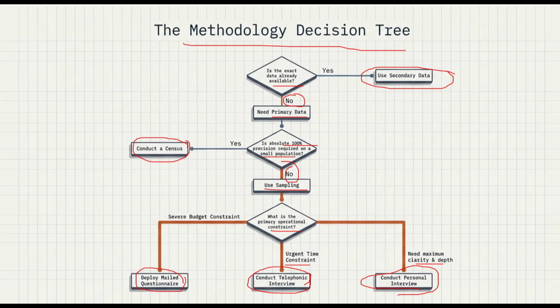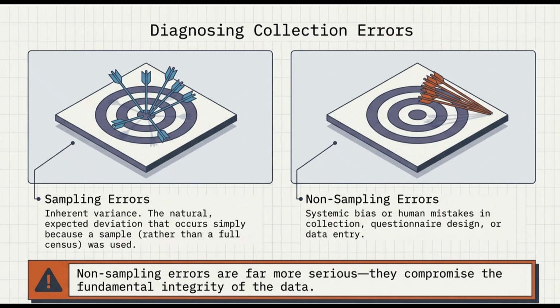Now let's see how to diagnose collection errors. Errors can occur during data collection, right? And they are mainly divided into sampling errors and non-sampling errors. So let's see what sampling errors are. It is inherent variance, the natural expected deviation that occurs simply because a sample rather than a full census was used. So it is a natural thing.